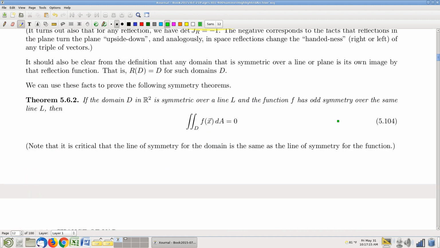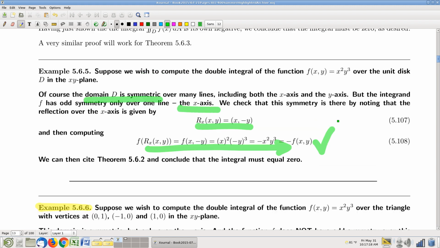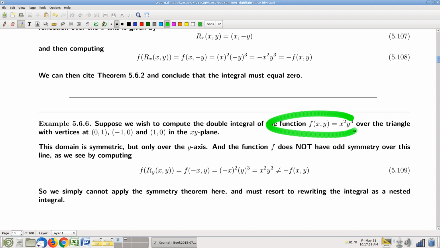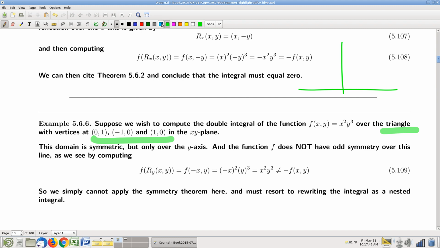Okay, so let's see here. Now here's another example, and the purpose of this example is to give you a warning. So let's suppose we want to compute a double integral, and we've got this function. Oh, hey, it's the same function that we had previously. Oh, so that's got odd symmetry. How nice. Cool. Our domain is this triangle, and it has vertices there, and there. Let's draw that real quick. That triangle has vertices (0, 1), (-1, 0), and (1, 0).